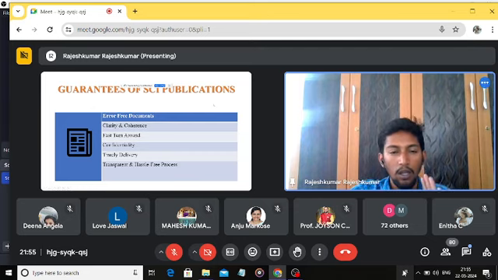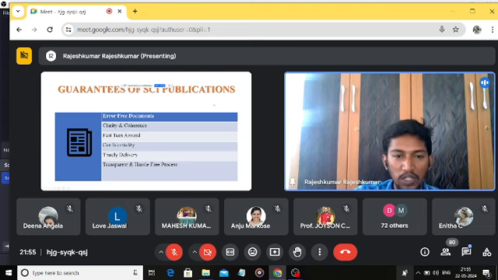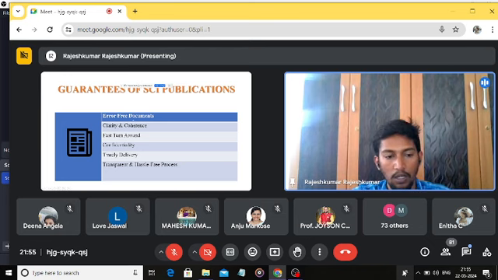They have classified them into six categories. On that, first one, error-free documents. On error-free documents, one second.